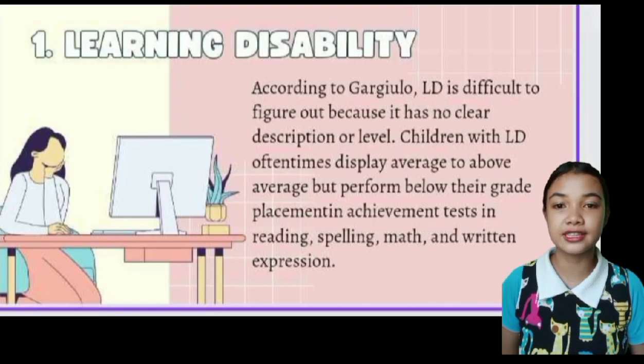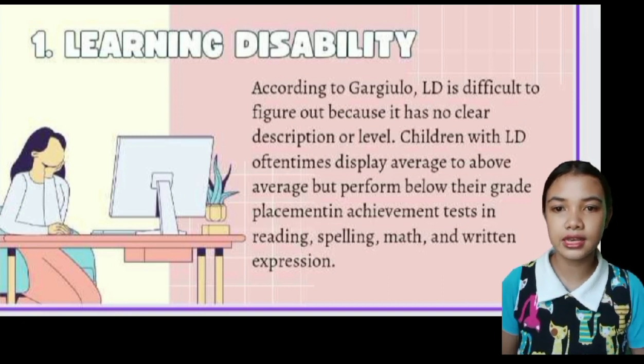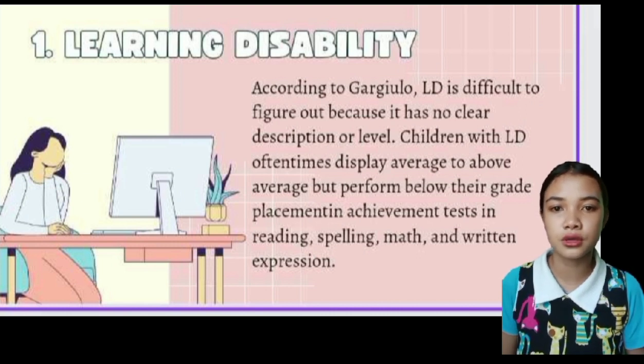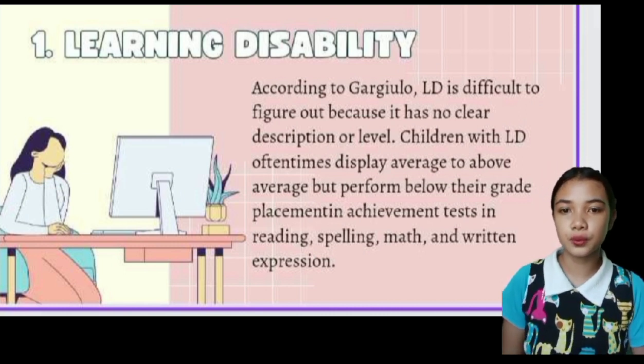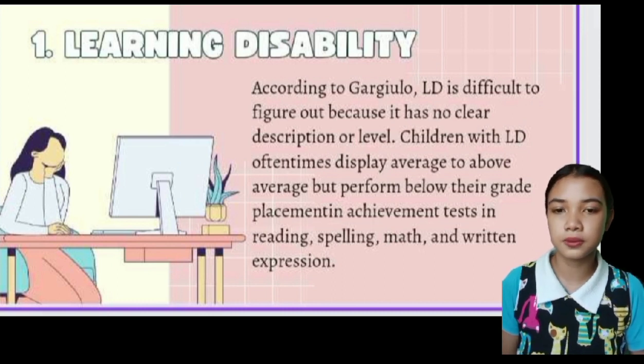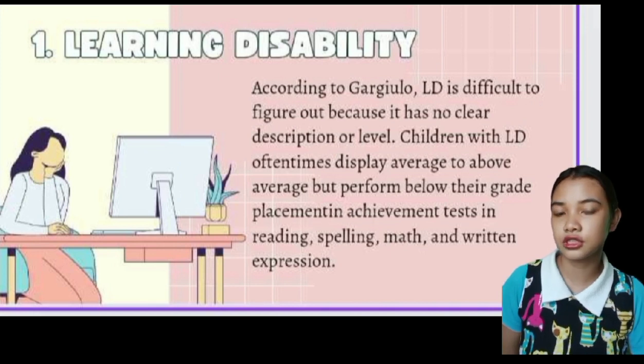Identification. First is learning disability. According to Gorgello, LD is difficult to figure out because it has no clear description or label. Children with LD oftentimes display average to above average intelligence, but perform below their grade placements in achievement tests in reading, spelling, math, and written expression.